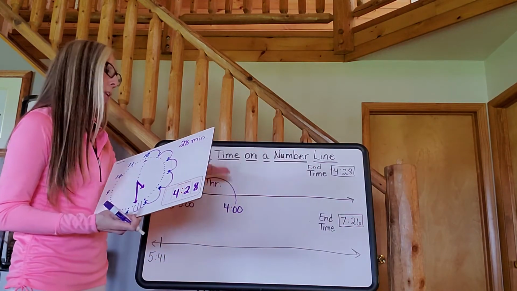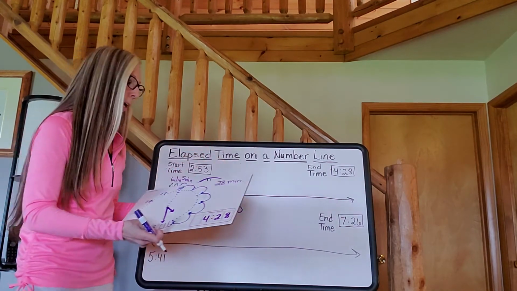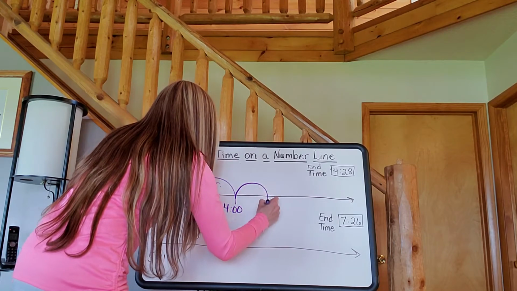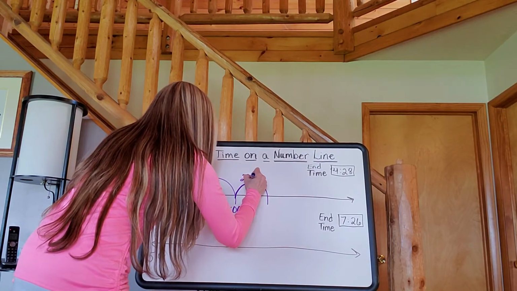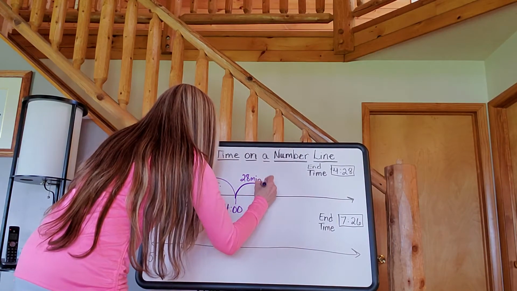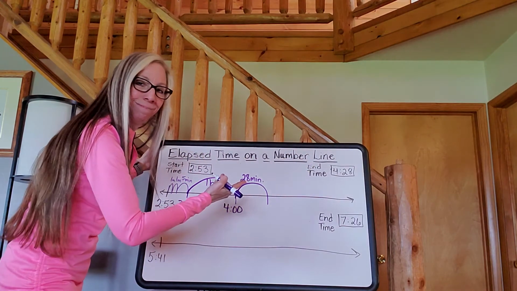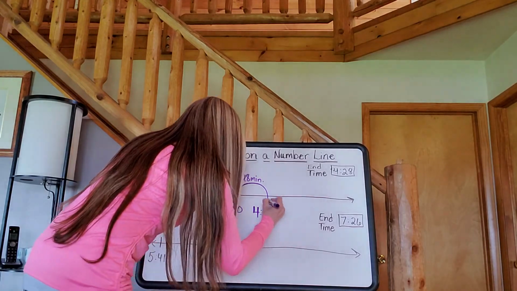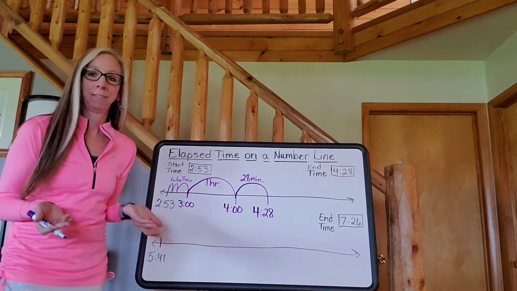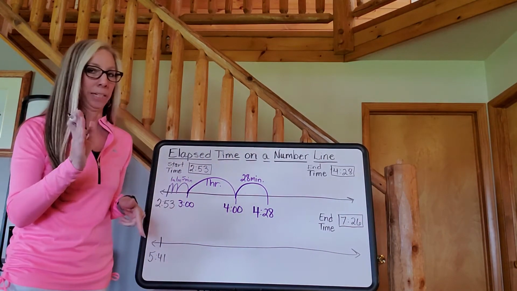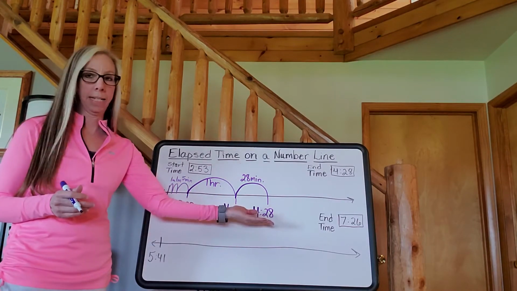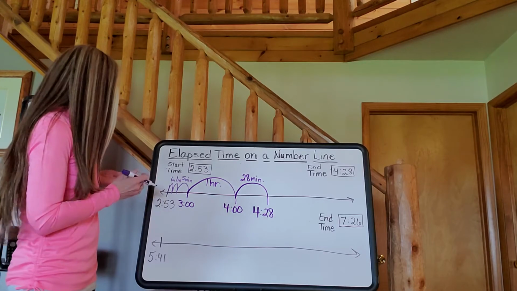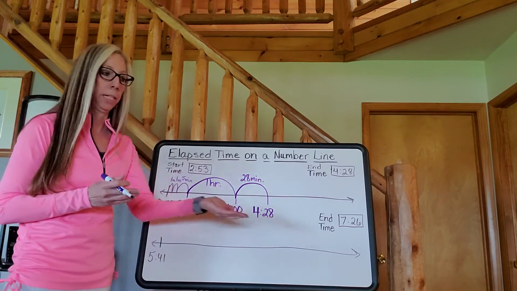So now let's add that 28-minute hop to our number line. 28 minutes. And we are at what time? 4:28. We are at our end time. So we're there. So are we done? Well, sort of, but not completely. So we've made it to our end time, but we need to add up all of the time that it took us to get from 2:53 to 4:28.